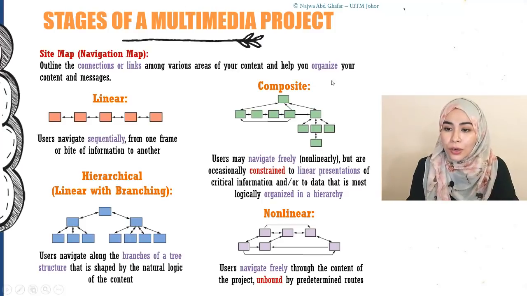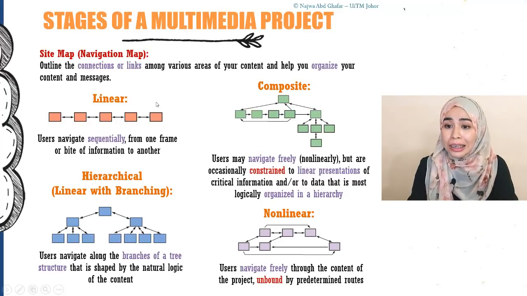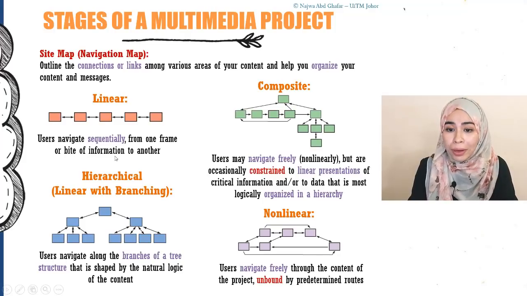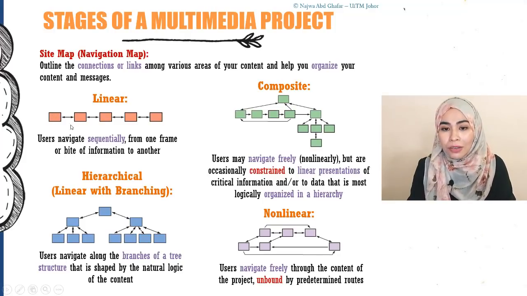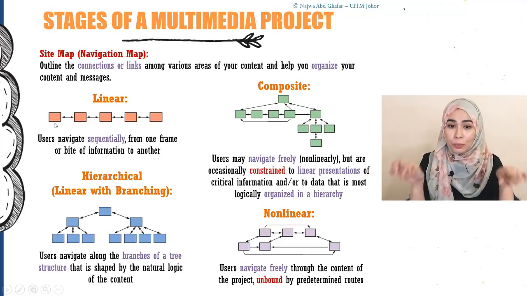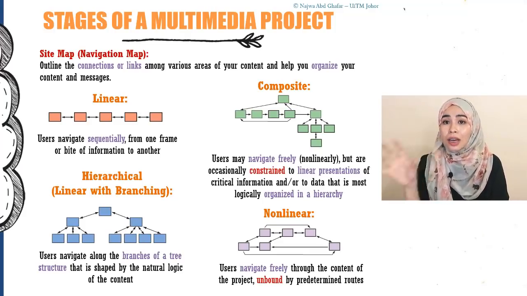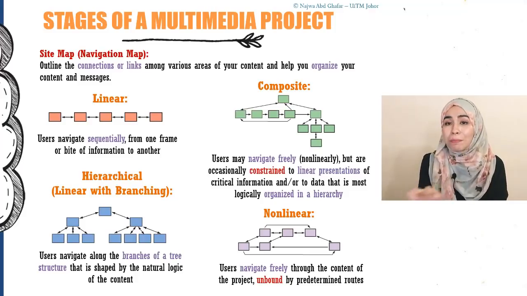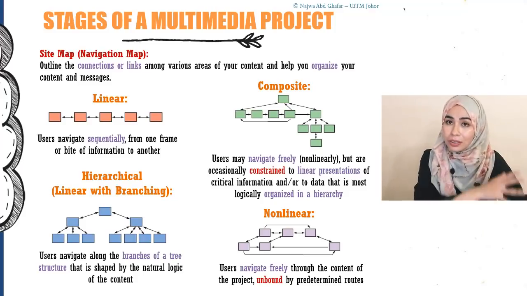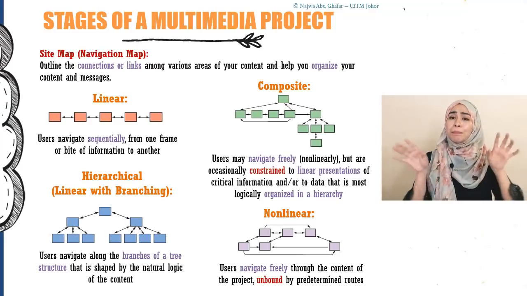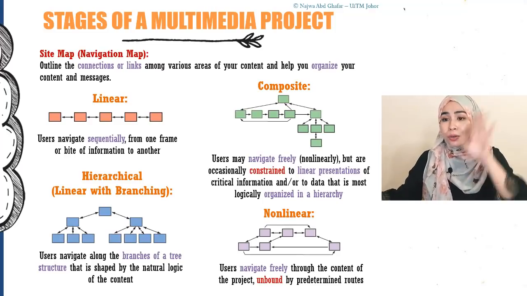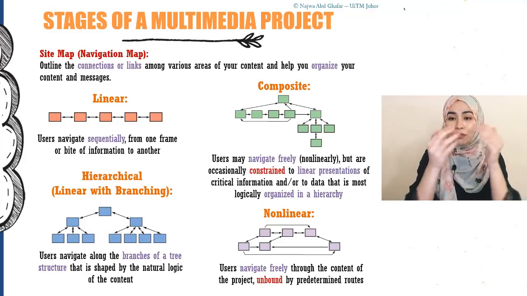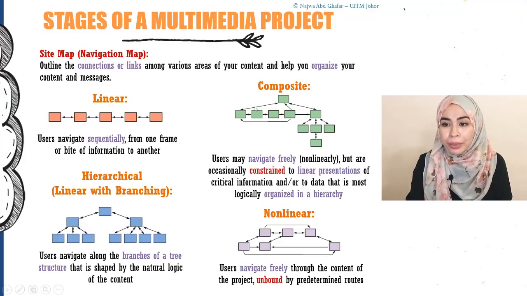All right. So these are the 4 types of sitemap that you can create. The first one is linear. With a linear sitemap, your application will be navigated in sequence, one frame or one byte of information to another. So let's say you have a main menu page. When you click on a start button, it will go to the next page. Then that will also lead you to a back page. Let's say you have a back button, then it can lead you back to the starting page. If you have a next page, it's kind of like a book. You can go forward, you can also go backwards, so it will be in a linear form.